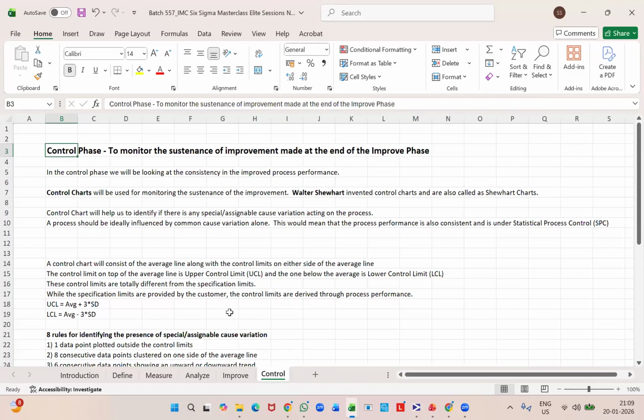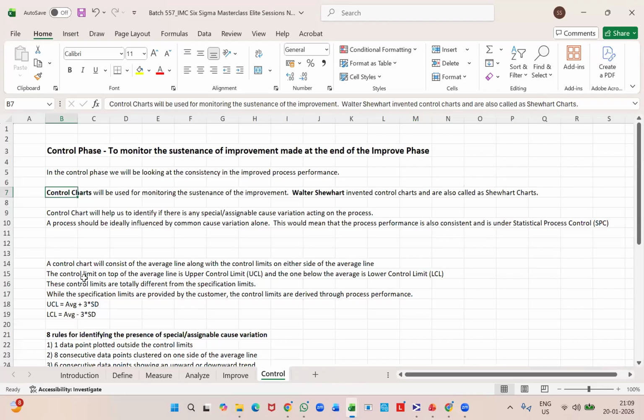But then how to monitor this sustenance in the improvement made at the end of the improve phase? So we need to use a tool called control chart. So control chart is the tool which we will use for monitoring the sustenance of the improvement made at the end of the improve phase.